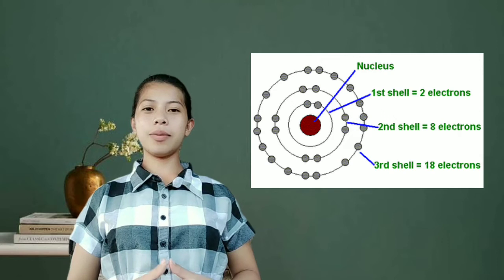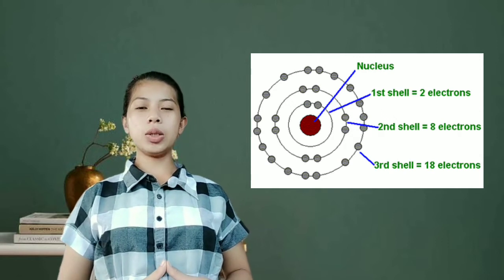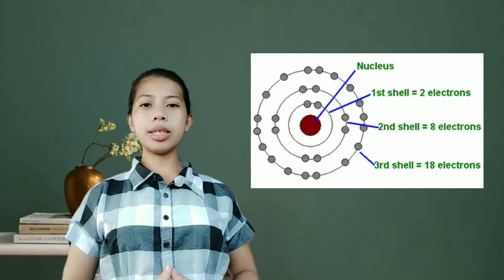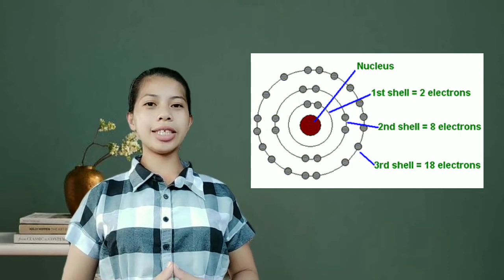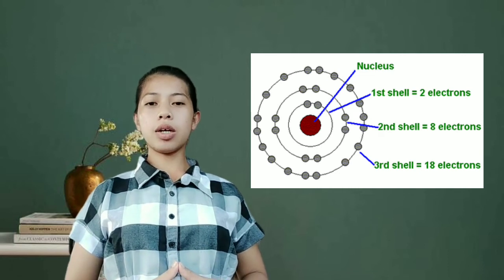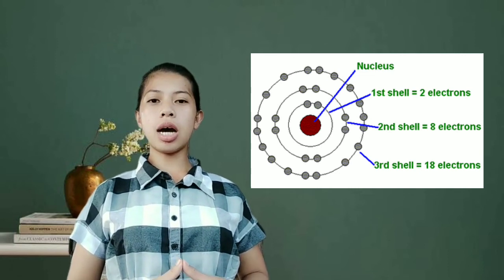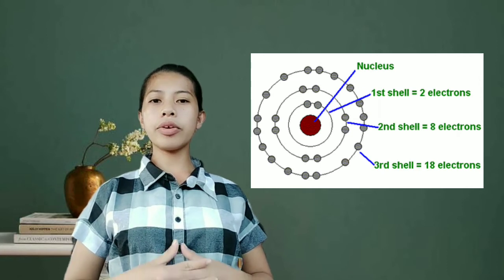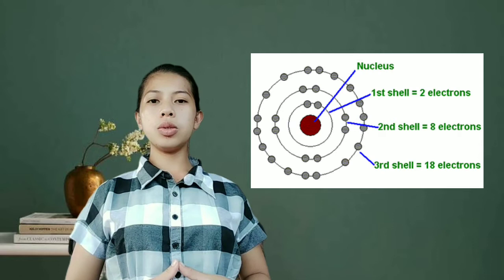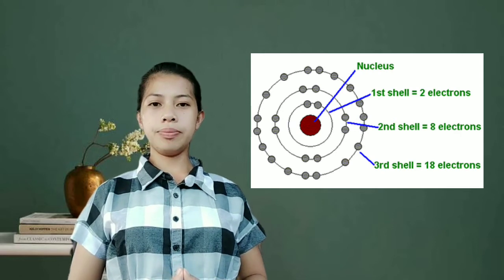And the last, Bohr's model of an atom. The electrons do revolve around the nucleus, but their energy remains fixed, and the energy of electrons remains fixed because they are restricted to some fixed orbits, and while revolving in their discrete orbits, the electrons do not radiate energy.